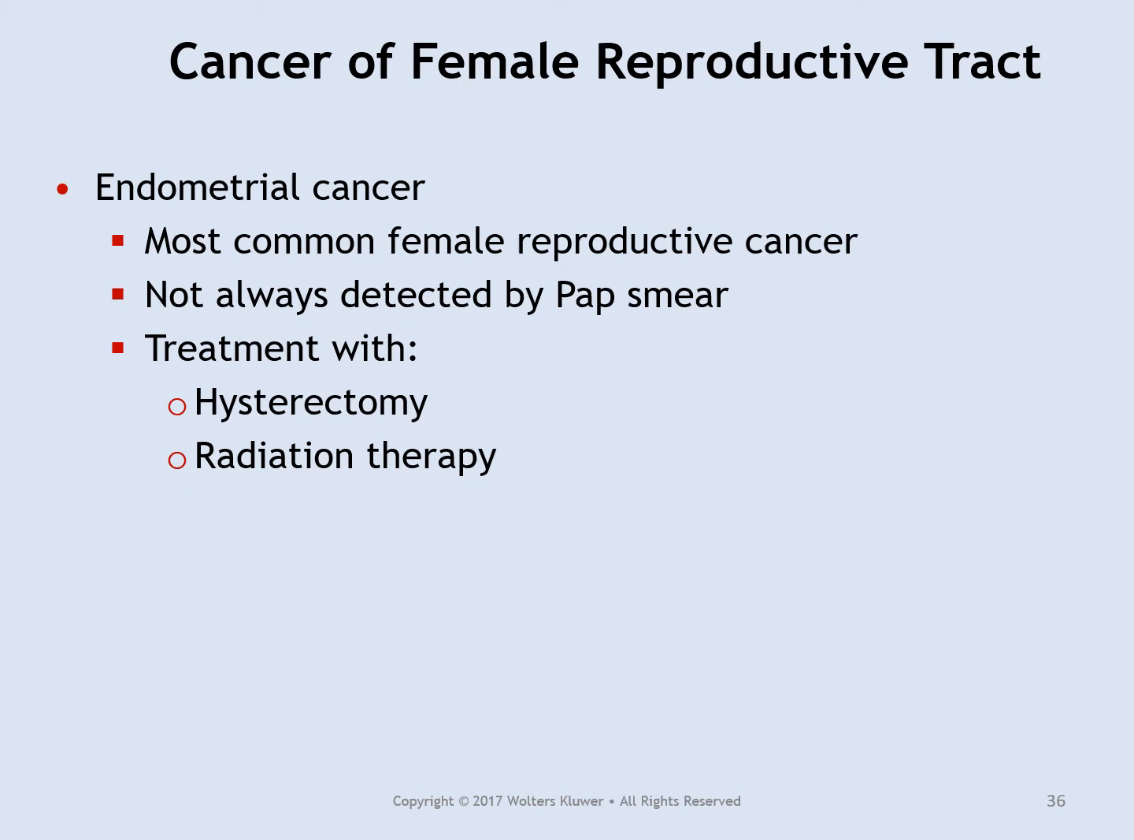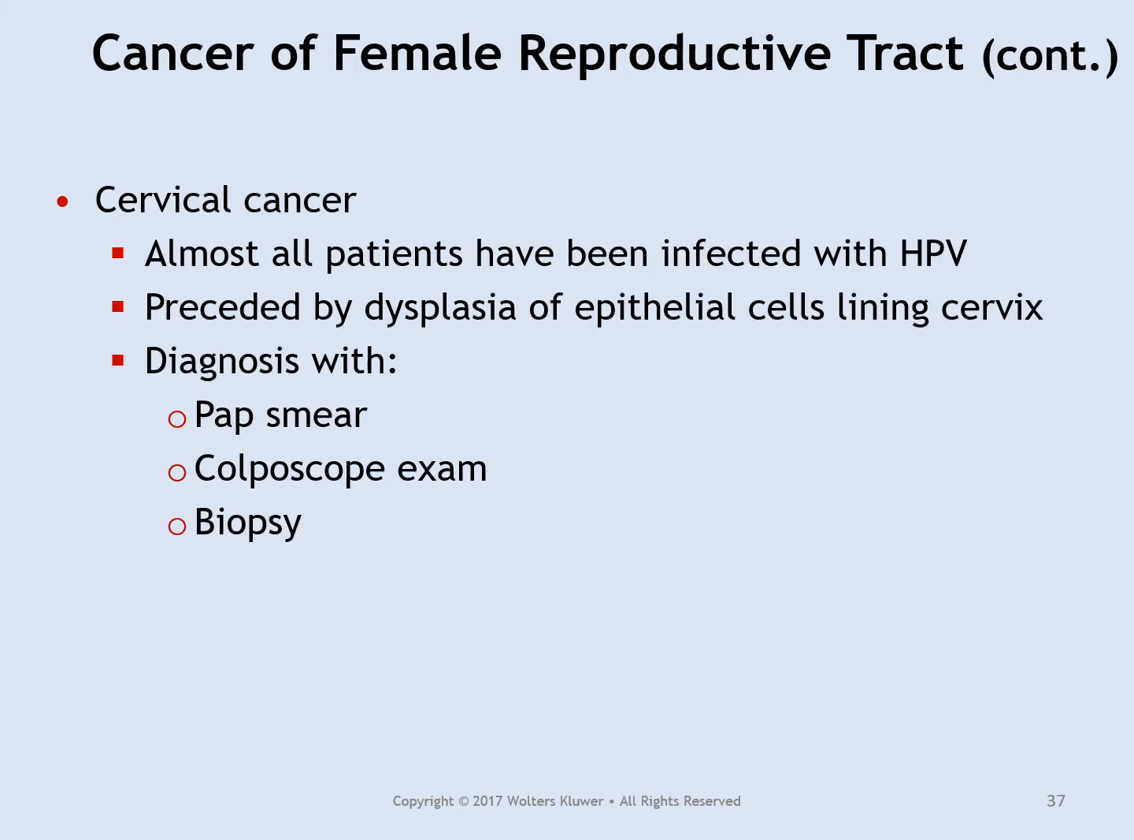So endometrial cancer is the most common female cancer of the reproductive system. A pap smear can certainly help detect it, but it doesn't always work. And you can use both radiation and the aforementioned hysterectomy to treat endometrial cancer.